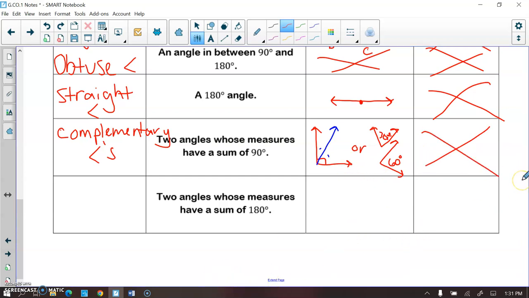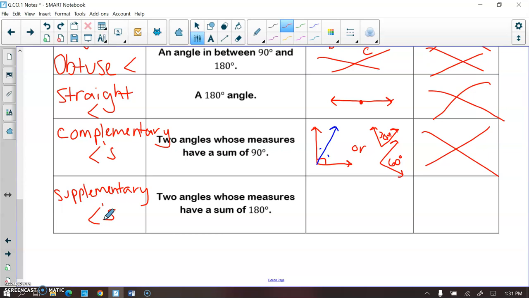Two angles whose measures have a sum of 180, that's supplementary. Supplementary starts with the letter S, and so does the word straight. And we know a straight angle is 180 degrees. So that's a way you can remember it: S stands for straight and supplementary. It means that it has a sum of 180.